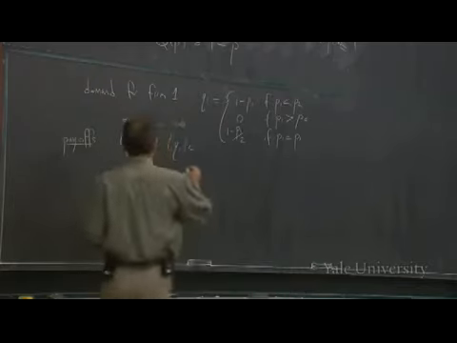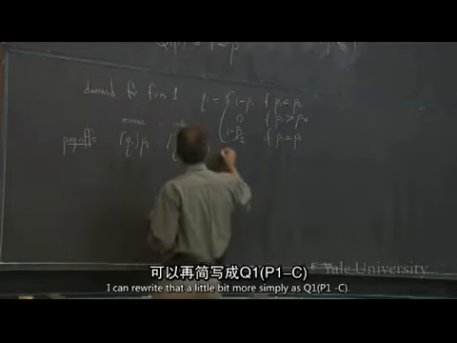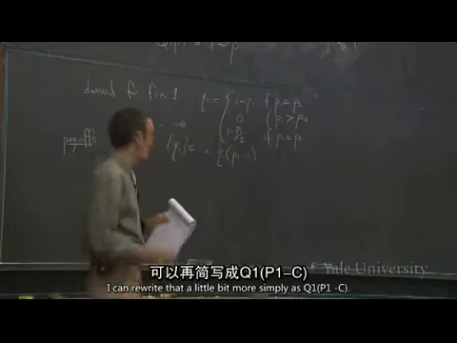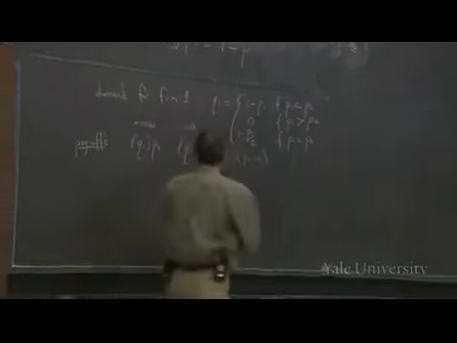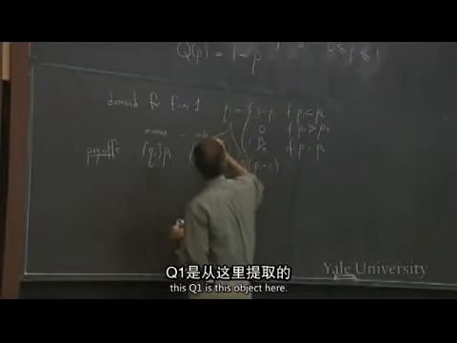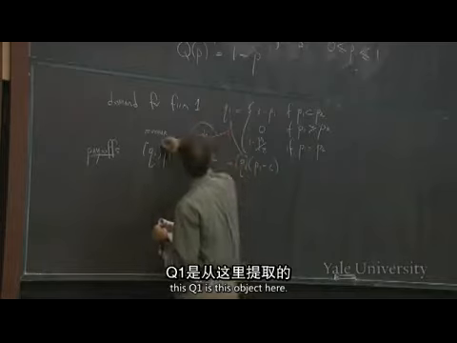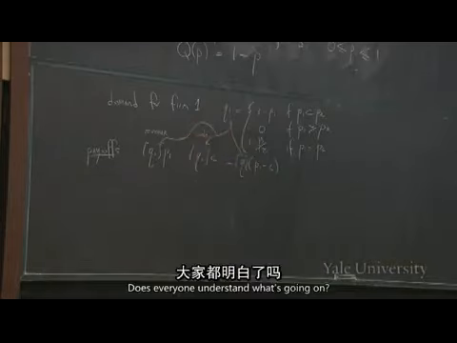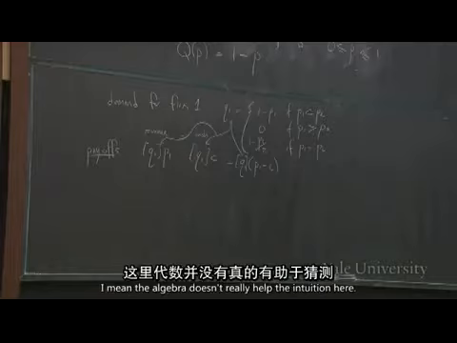All right, I can rewrite that a little bit more simply as Q1 [P1 minus C], right? Where this Q1, let's keep it in square brackets, is this object here. Does everyone understand what's going on? I mean, the algebra doesn't really help the intuition here. The intuition is pretty straightforward.